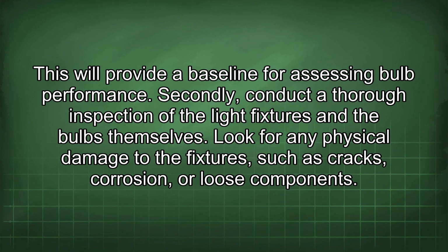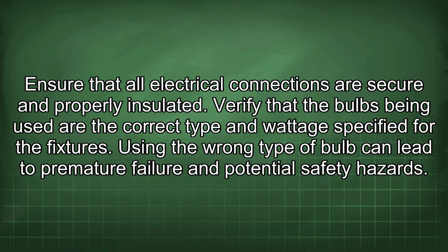Secondly, conduct a thorough inspection of the light fixtures and the bulbs themselves. Look for any physical damage to the fixtures, such as cracks, corrosion, or loose components. Ensure that all electrical connections are secure and properly insulated. Verify that the bulbs being used are the correct type and wattage specified for the fixtures. Using the wrong type of bulb can lead to premature failure and potential safety hazards.